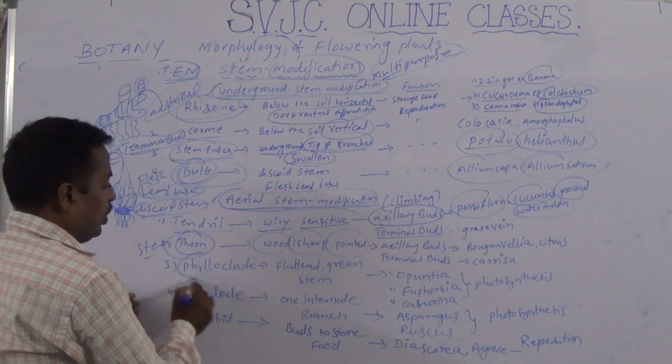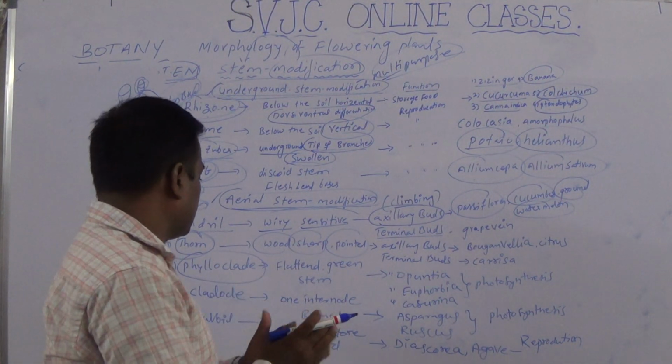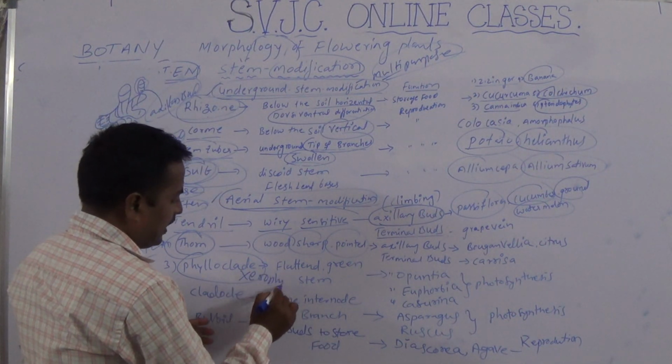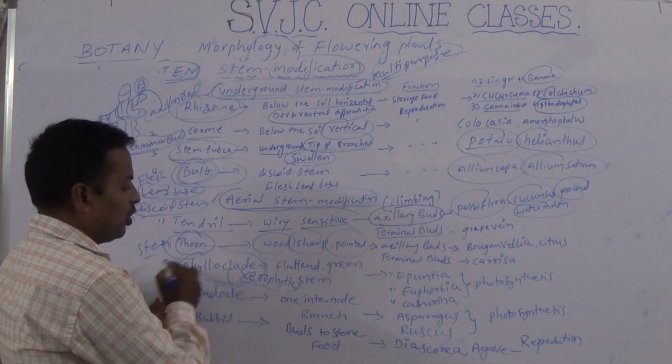Next one is phylloclad, one of the important aerial stem modifications. It is commonly reported in which plants? Xerophytic plants. Students, very important. Xerophytic plants form phylloclads.